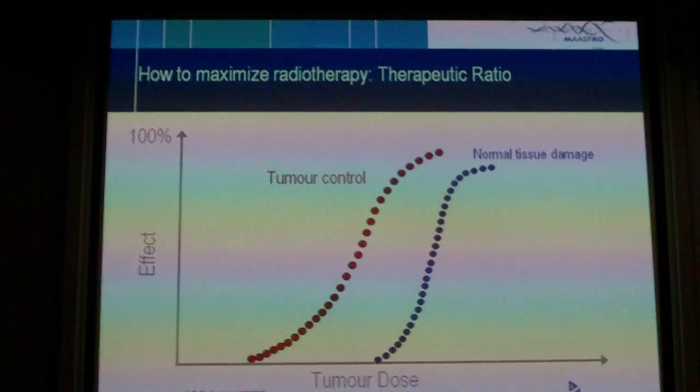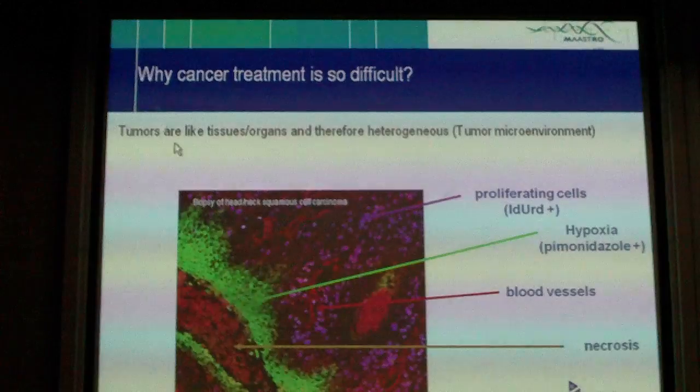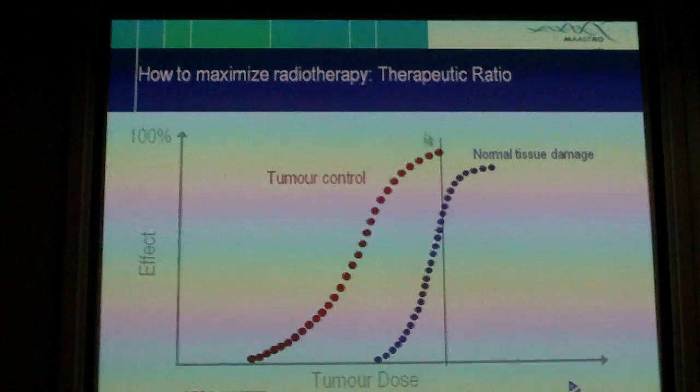So how can we increase the effect of radiotherapy, or how can we increase the therapeutic ratio? Over here you have the tumor dose and an effect. To kill the tumor, which is more sensitive than normal tissues, you have to give a certain amount of dose. To get 100% tumor cure, preferably you want to give this amount of dose. However, we notice that 75% of our normal surrounding tissues is also damaged. So in a sense, that's not what we want.